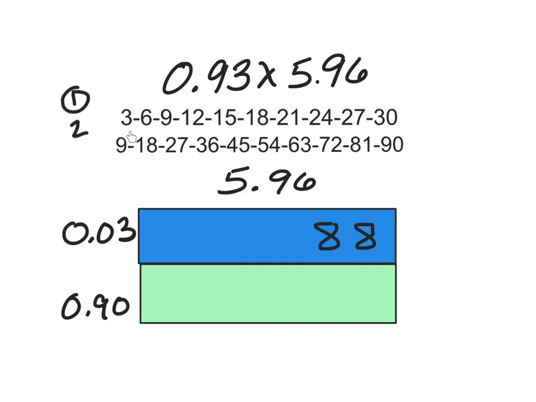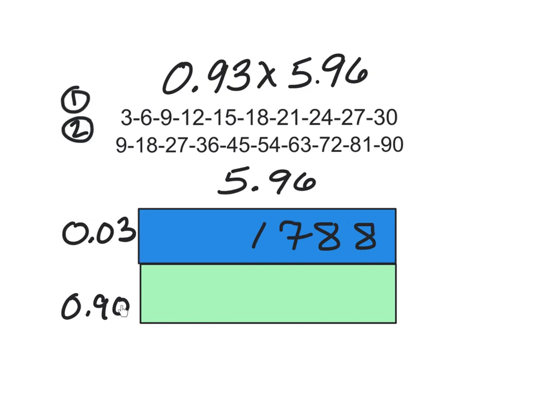3 times 5. 1, 2, 3, 4, and 5 gives you 15. Plus this 2 here is going to give you 17. Drop your 7 and your 1 because you are all done with this area box. Now I'm going to come on down here.